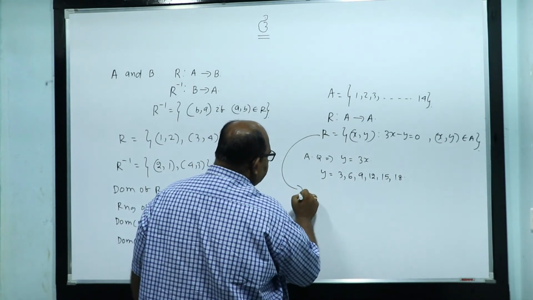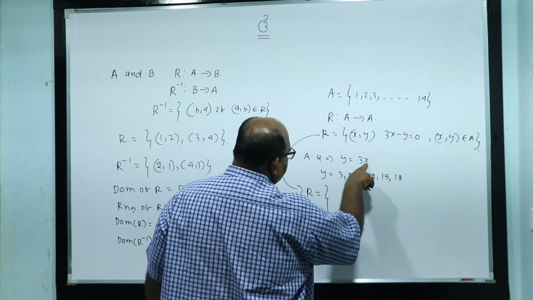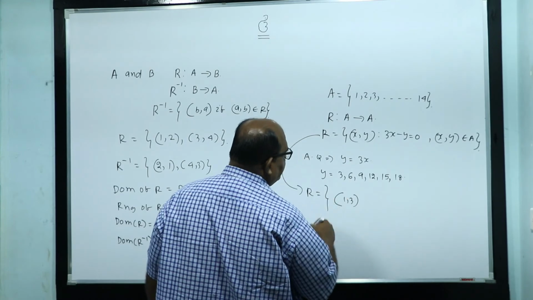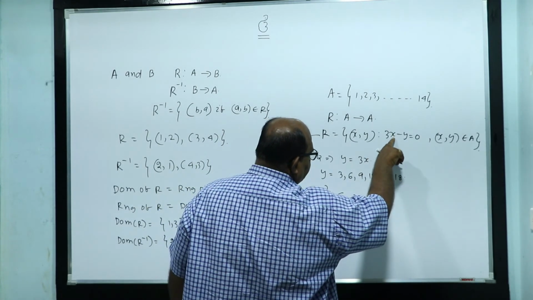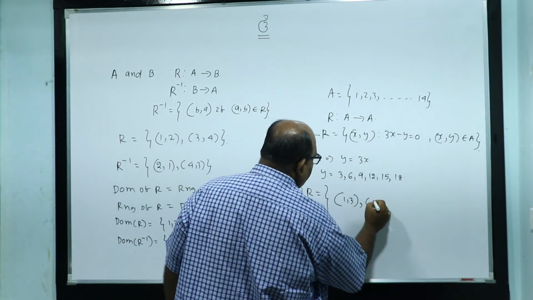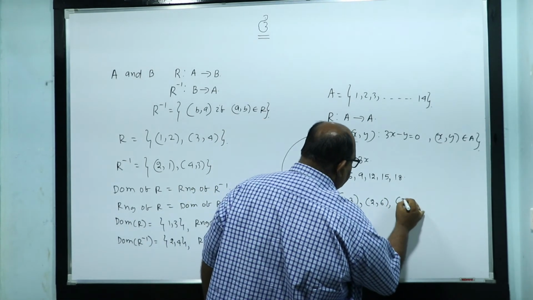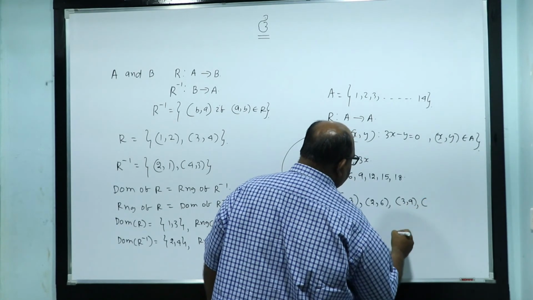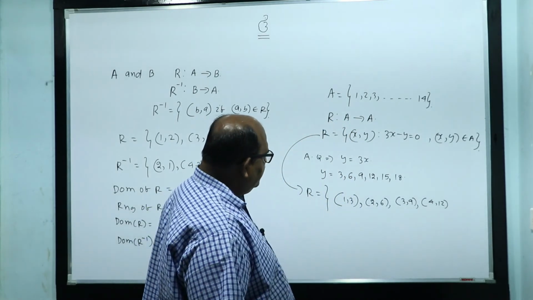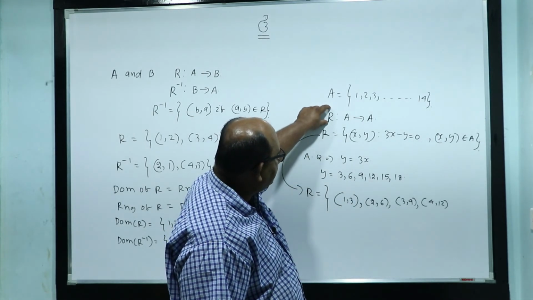So if I write this relation set, then what can I write? First, if x is 1, y is equal to 3, so I can write (1, 3). In this formula, if x is 1, y is equal to 3. So the first ordered pair is (1, 3). The second ordered pair is (2, 6). The third is (3, 9). The fourth is (4, 12). Up to this it is okay, because the first constituent and second constituent should be present in set A.